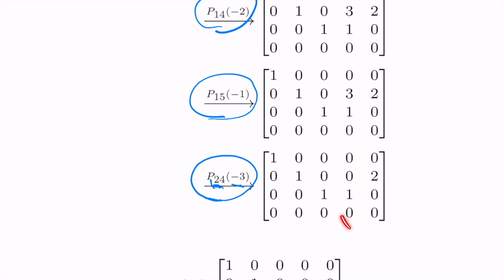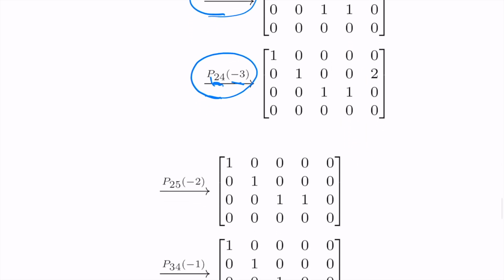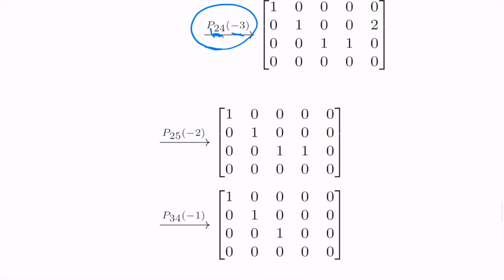So we have this. And now, next, we apply this. So P25 of -2. So we multiply the second column by -2 and add that to the fifth column. So negative 2 times 1 is negative 2, and add that to this 2, which becomes 0 here, and everything else unchanged. So we have all zeros now.